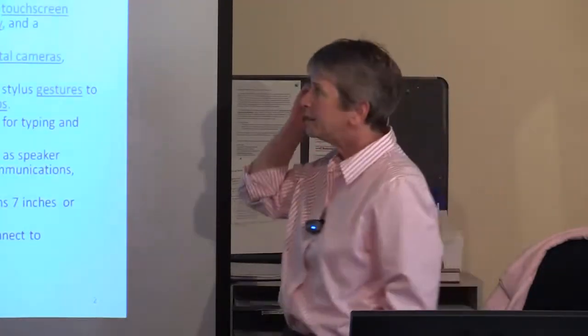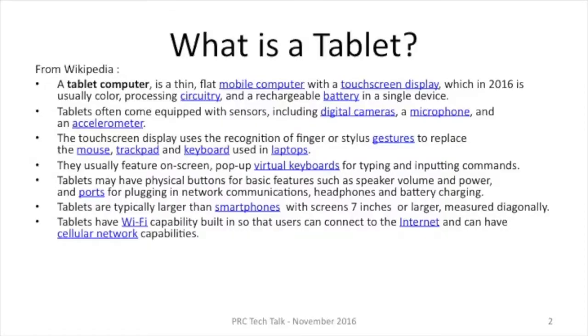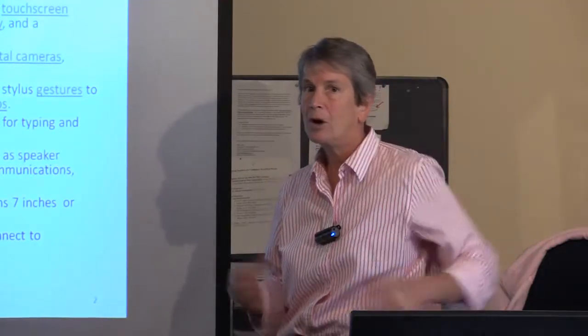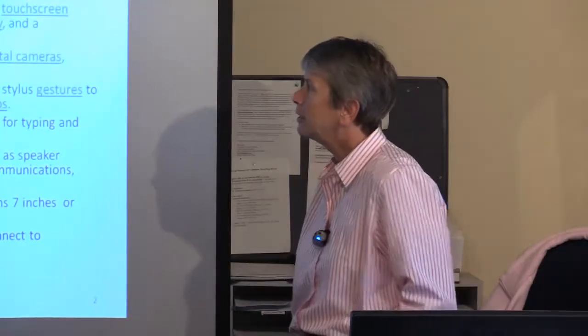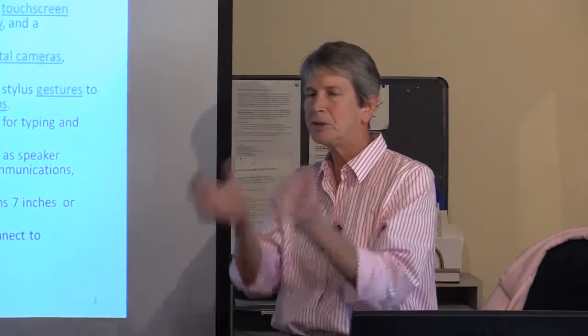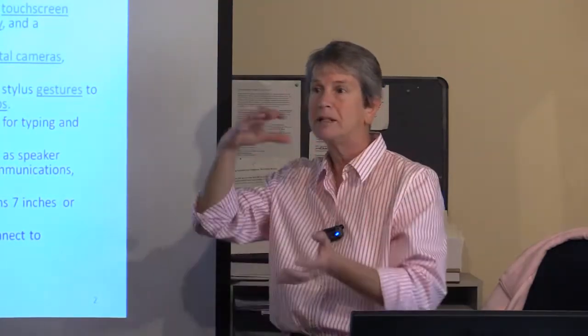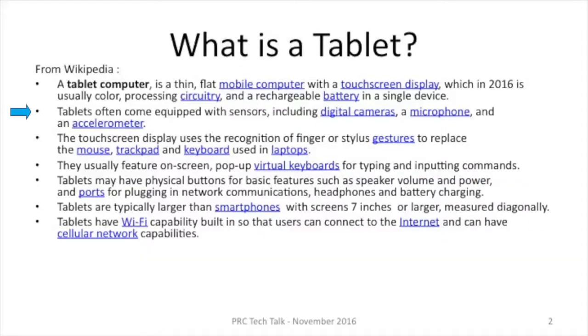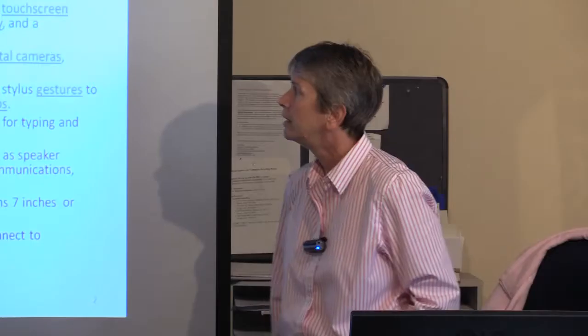So first of all, what is a tablet? I just grabbed this definition off of Wikipedia. A tablet is a thin, flat mobile computer. It's got a touch screen display, a processor, and a rechargeable battery, all in a single device. It also is equipped with a number of sensors, an accelerometer for one, which is what allows the screen to rotate. Every time you rotate the device, it can always stay vertical. It has a built-in microphone, and usually a built-in camera or two.